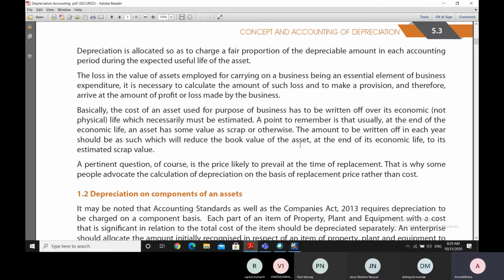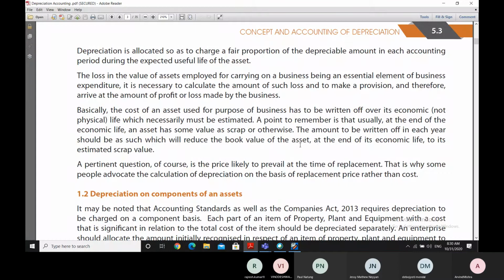So we are not going to reduce the book value of the asset to zero. The book value will reduce up to the estimated scrap value, because once the machine goes out of use and it has expired its useful life, it can be sold as scrap also.